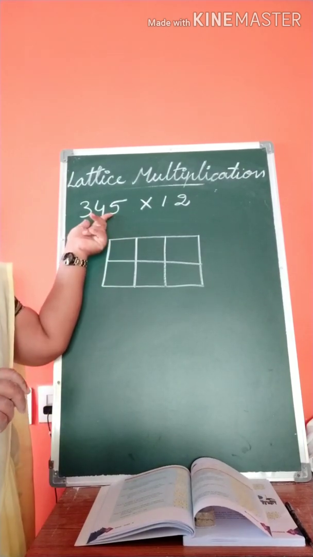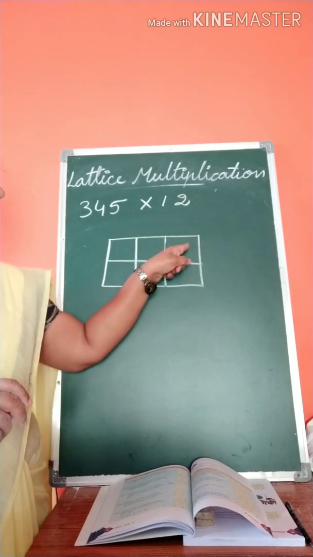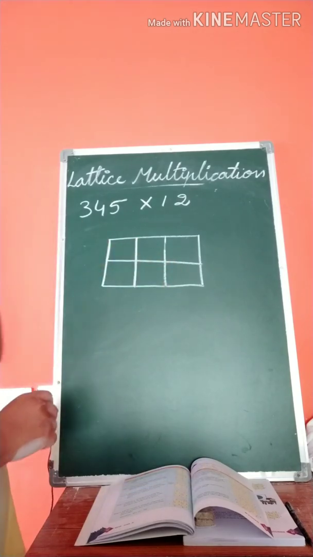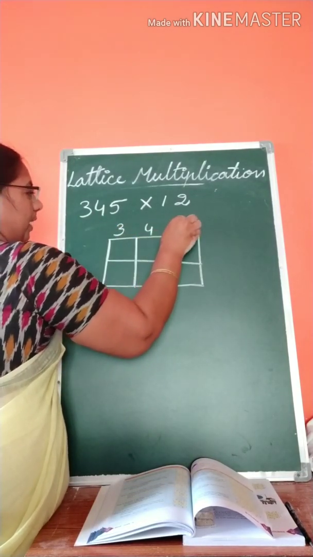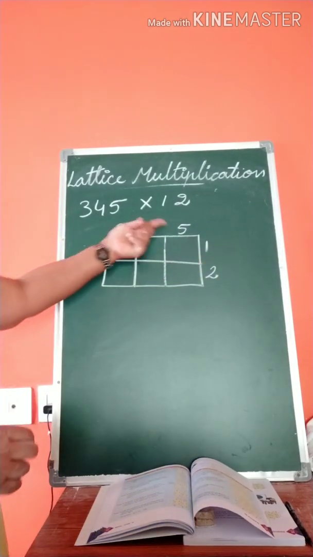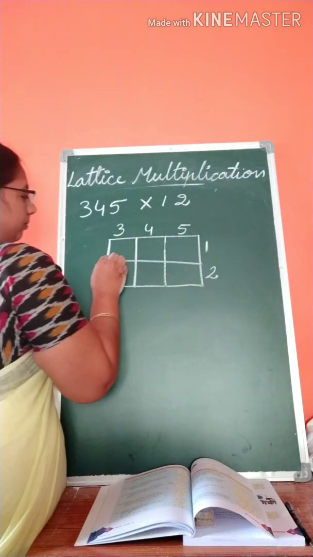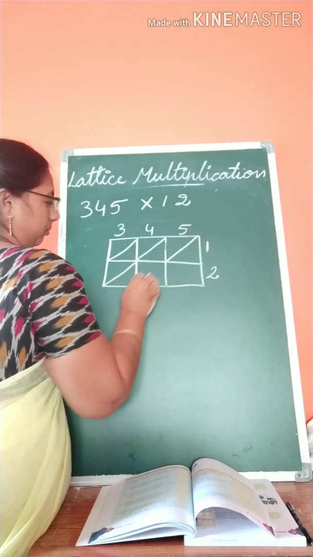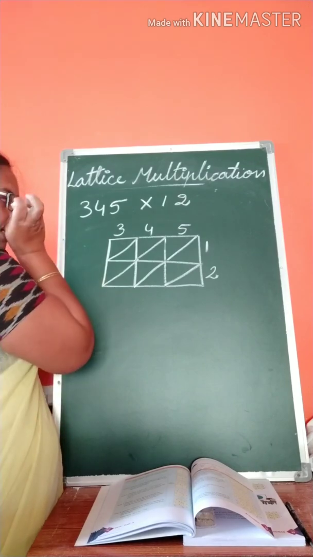Okay, so here 3 digits are there, so on this side we have 3 boxes. Here 2 digits are there, so on this side we have only 2 boxes. Now write the digits on the boxes: 3, 4, 5, and 1, 2. Okay, 345 and 12. Now draw the diagonals.